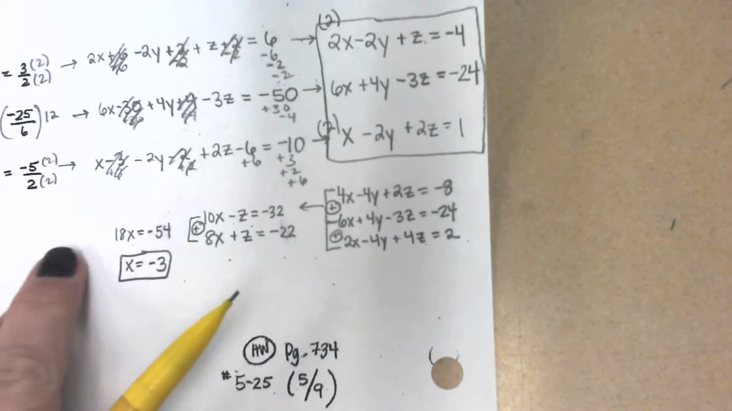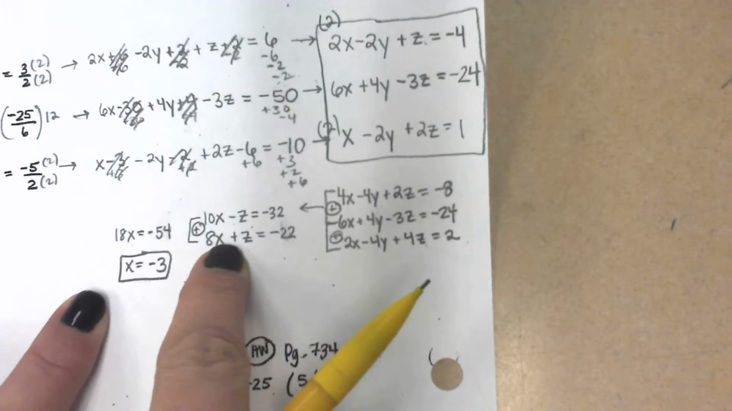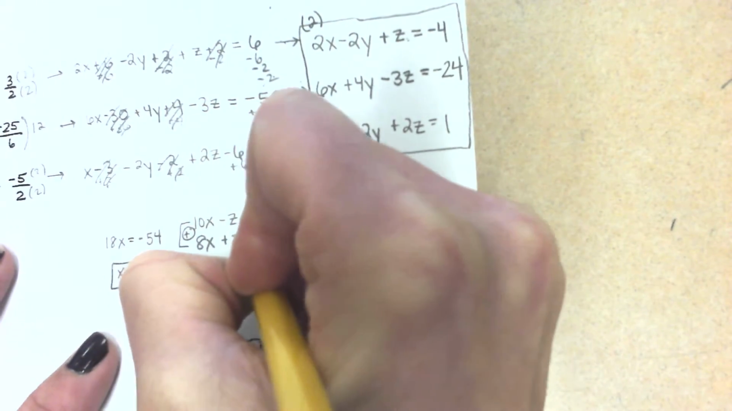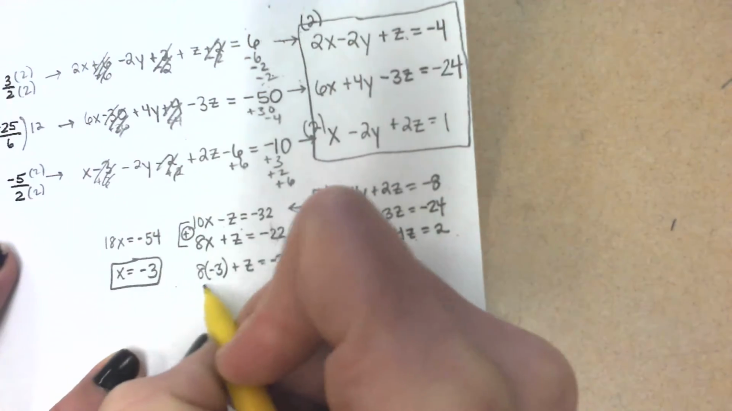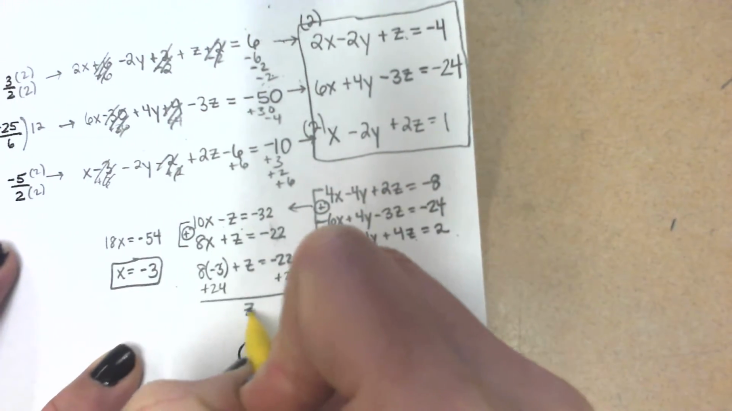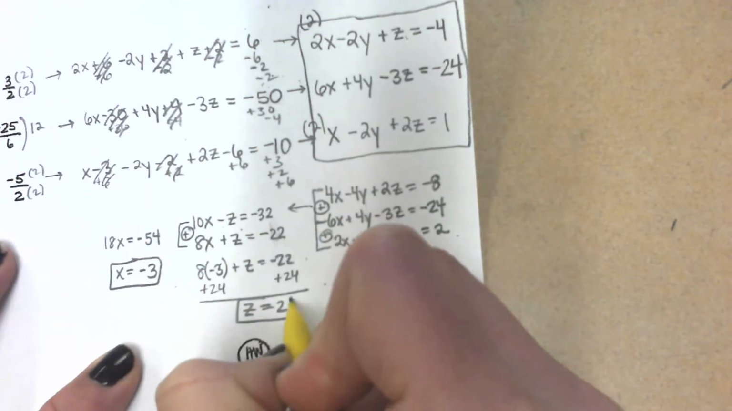So if I know X, I can go back here and find Z. So 8 times negative 3 plus Z equals negative 22. I'll have to add this 24 over. And I get Z equals 2.